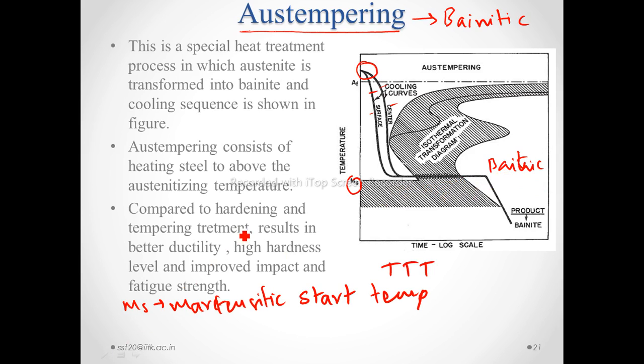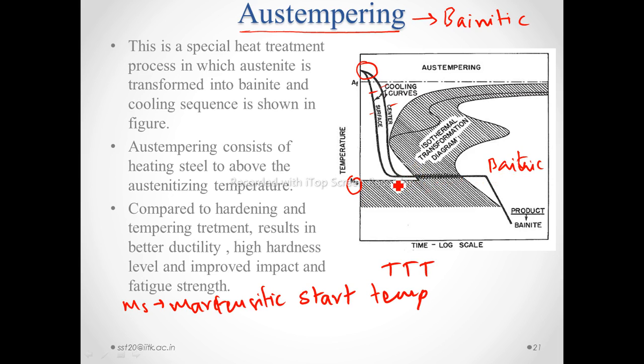As compared to the hardening as well as the tempering treatment process, this bainitic structure results in better ductility, high hardness value, and improved impact and fatigue strength. But the only disadvantage is that we need to maintain this critical cooling rate. This cooling rate is very crucial.